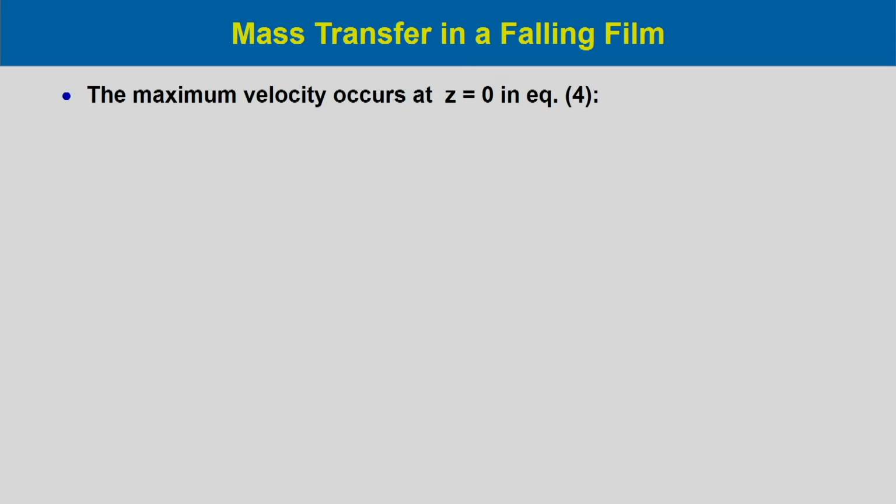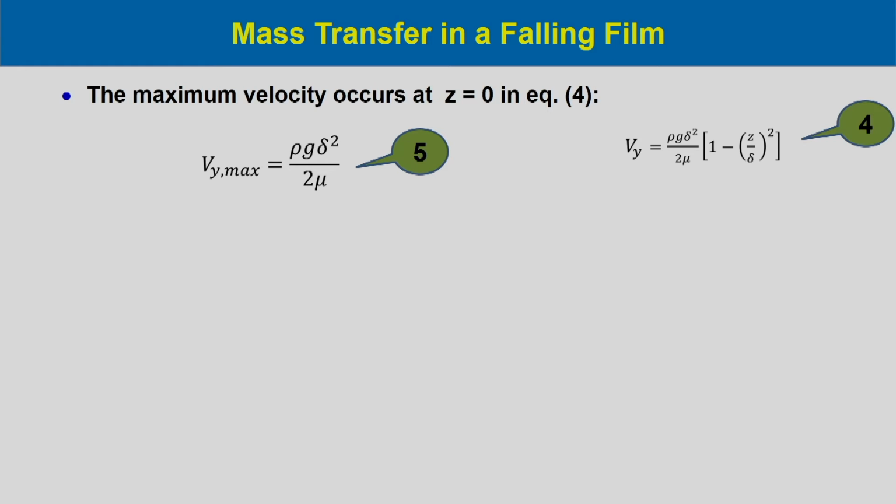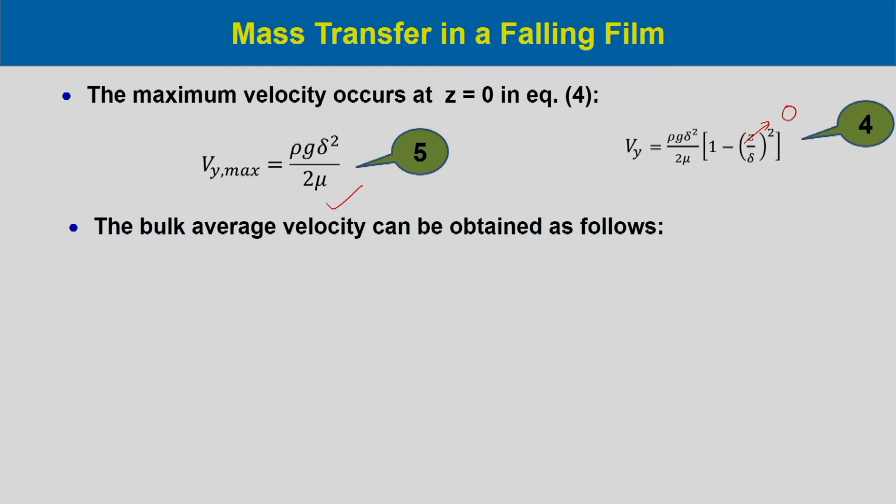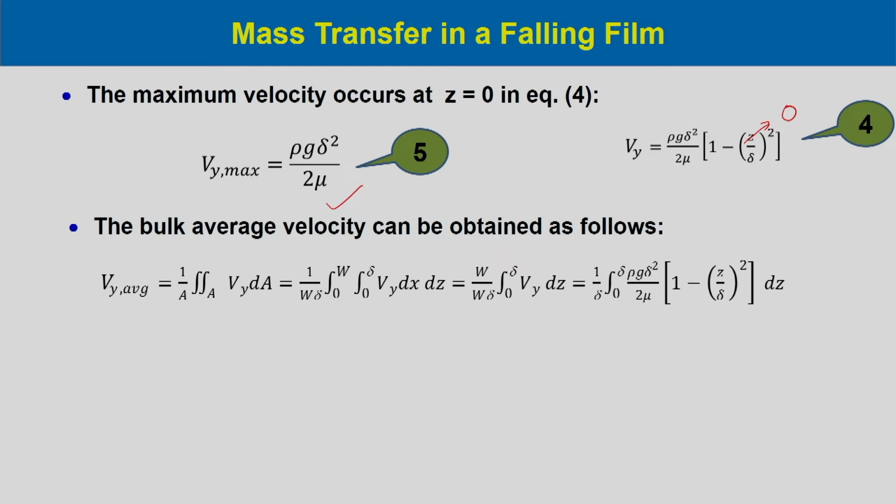Now, the maximum velocity which occurs at z is equal to 0 in equation 4, we can write, maximum velocity will happen when z is equal to 0, that is at the gas liquid interface. So, when z is equal to 0, if we put z is equal to 0 in this equation, we will obtain V y max is equal to rho g delta square by twice mu. The bulk average velocity can be obtained as follows.